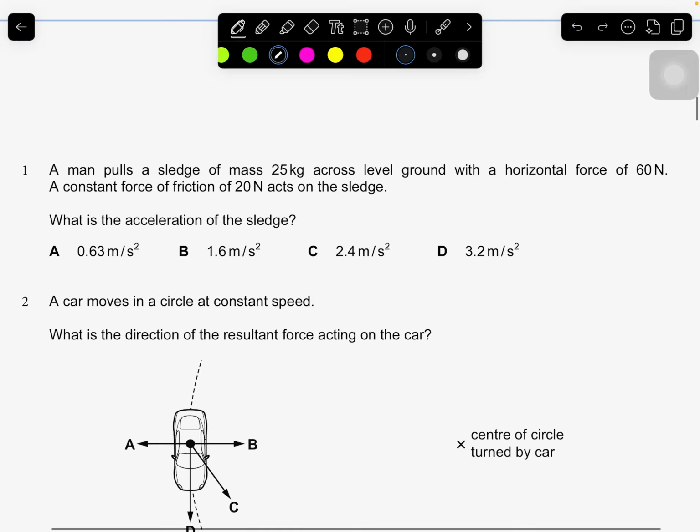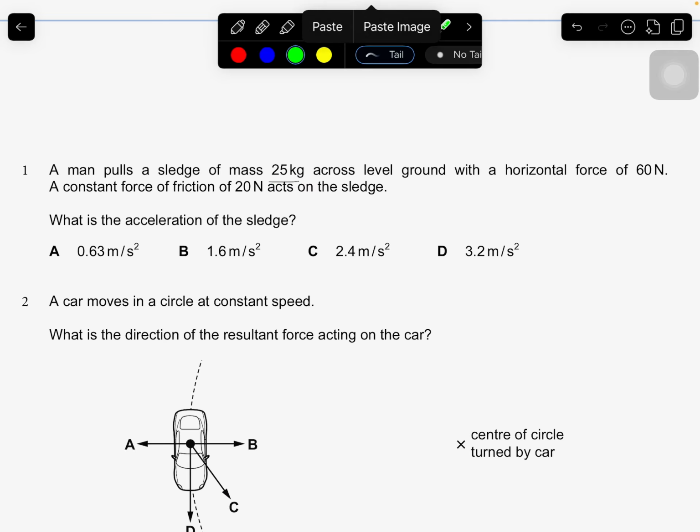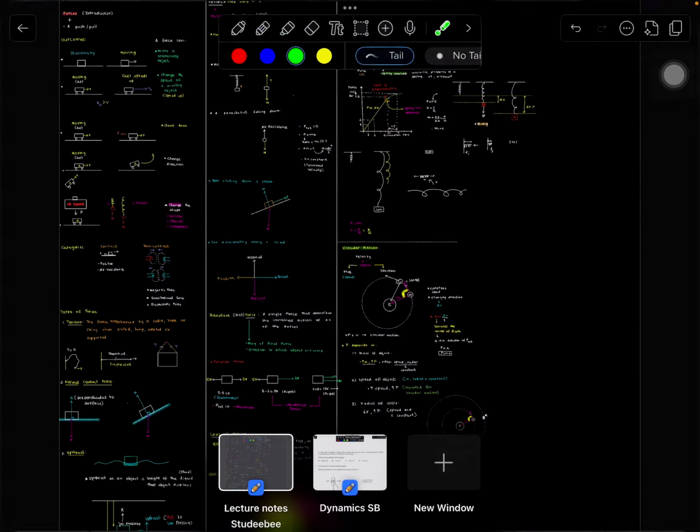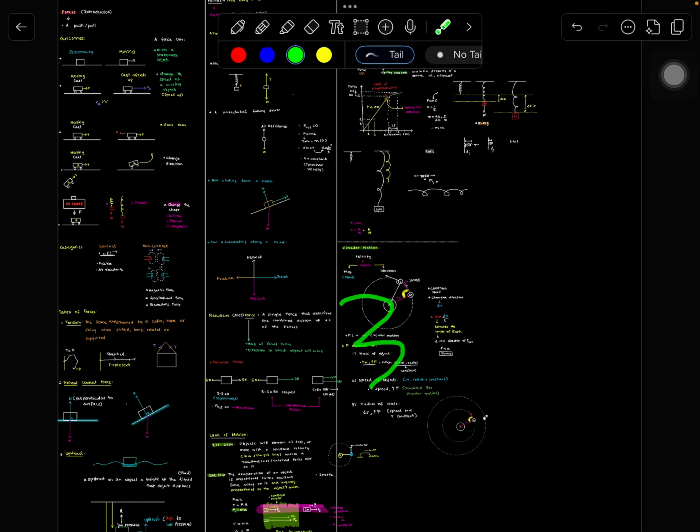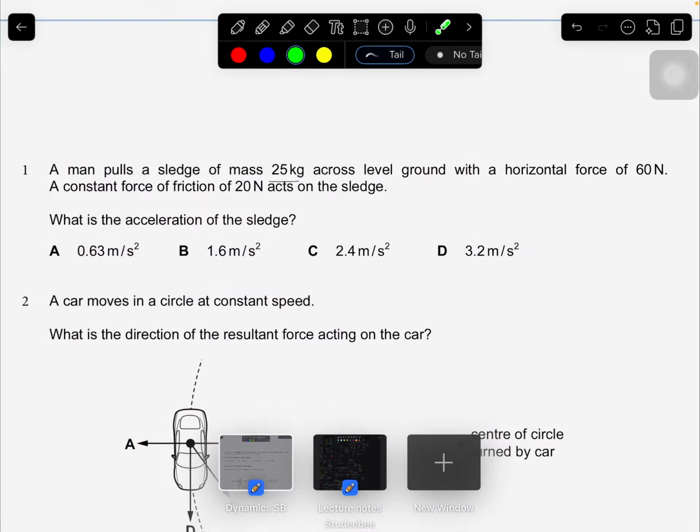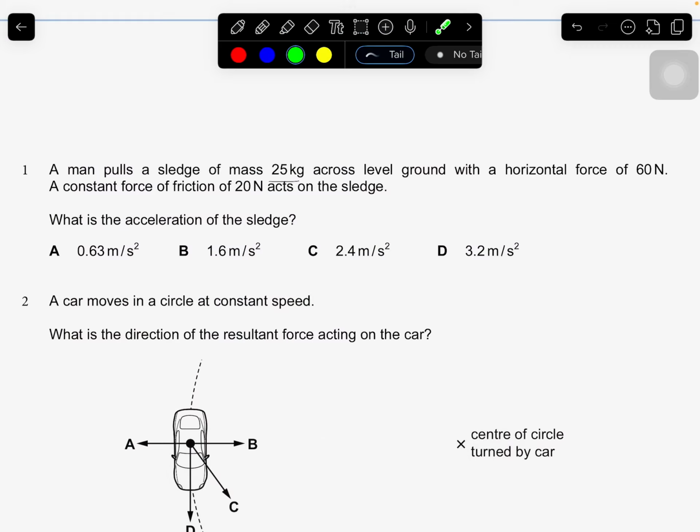Let's do this. A man pulls a sledge. We have 20 minutes, right? Oh my god. I'm going to try to do at least 10 questions, guys. Oops, what is happening? Okay, it's working now. Yeah, that's good.